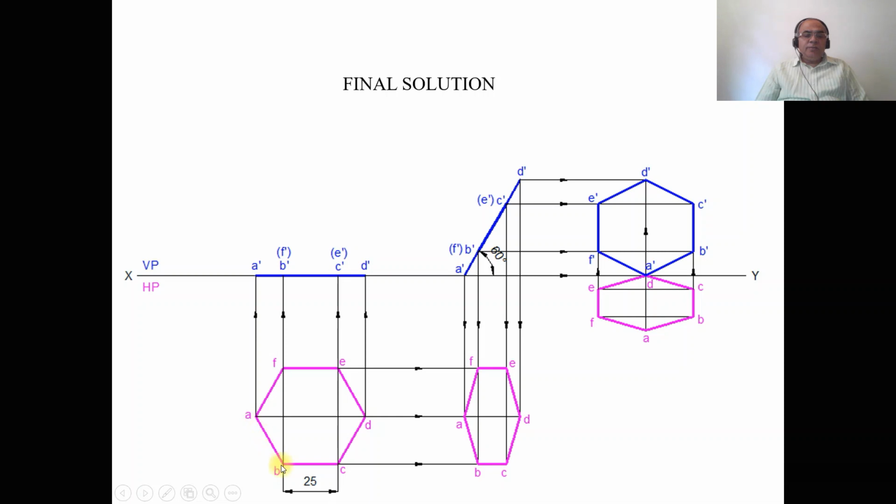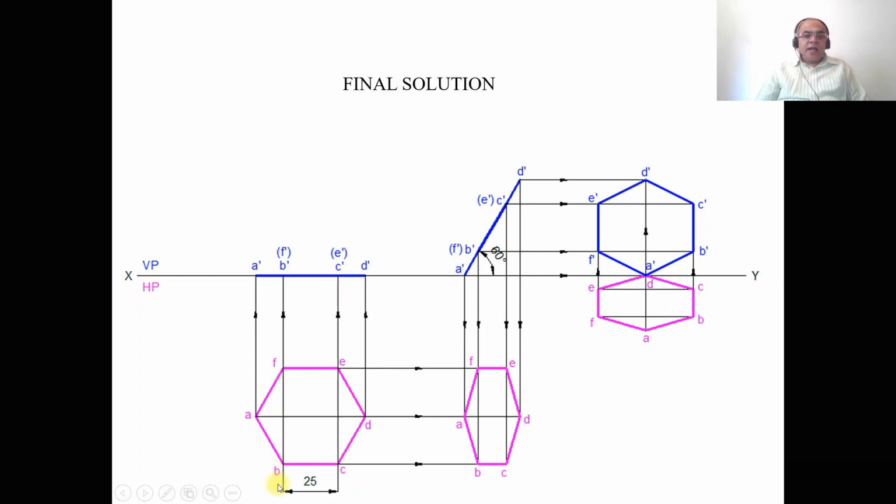Then join A to B, B to C, C to D, D to E, E to F and F to A with a dotted line, so that you are going to get a hexagon construction, and you have to retain the circle also. Then you draw a horizontal projector from A, and also from B, and vertical projectors from A and D to the XY line, and also from B and F and C and E to the XY line.